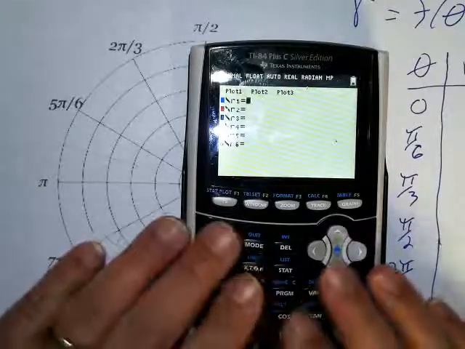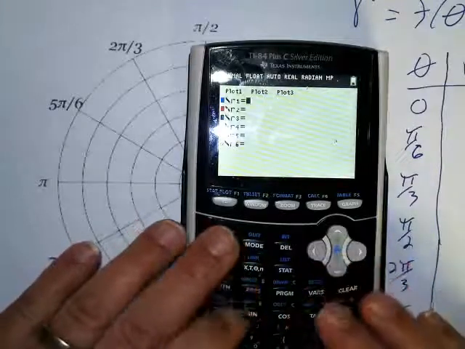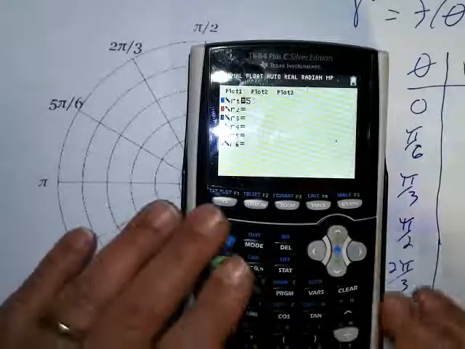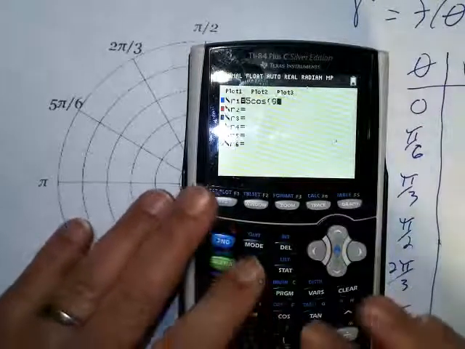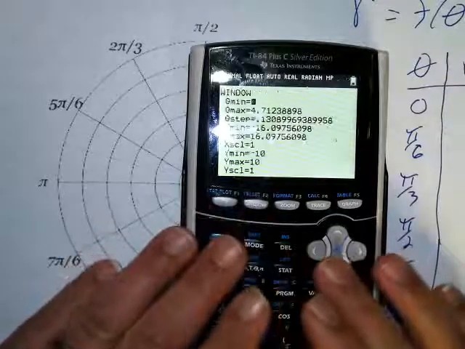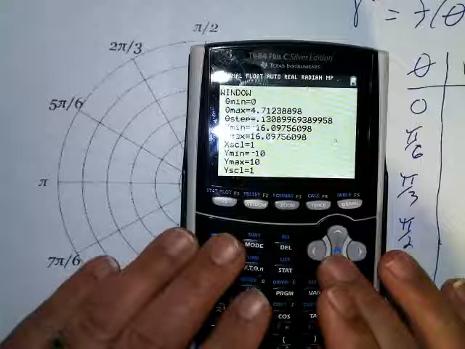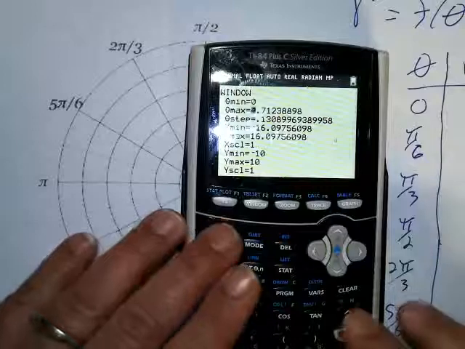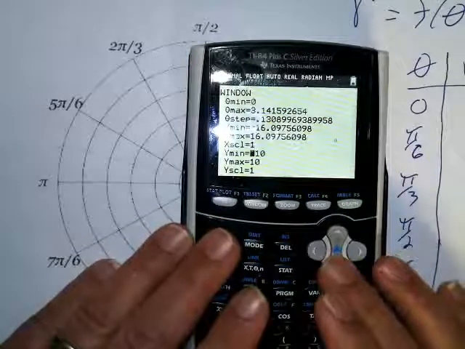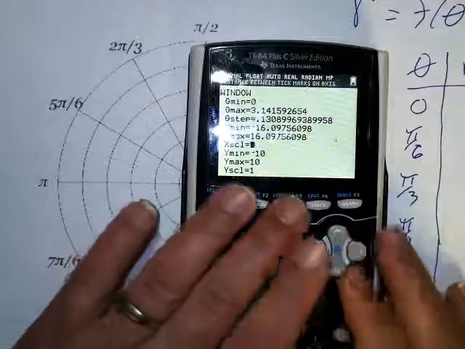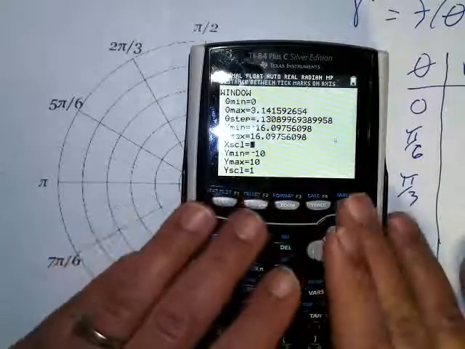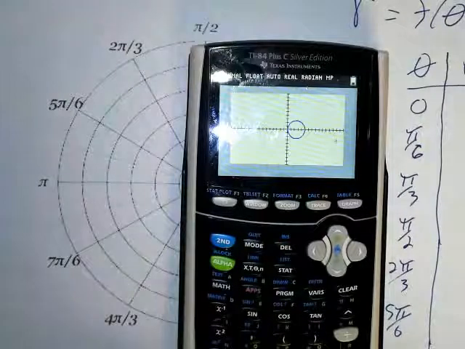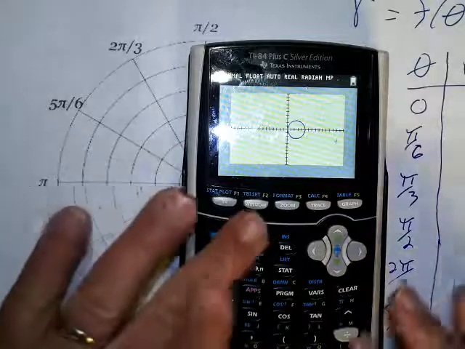And let's say I do 5 cosine theta. And I want to do the whole, actually I think all you need to do is 0 to pi, and it'll trace out the whole circle. Okay, so if I go to graph, okay, so that's the circle here that has a diameter of 5.